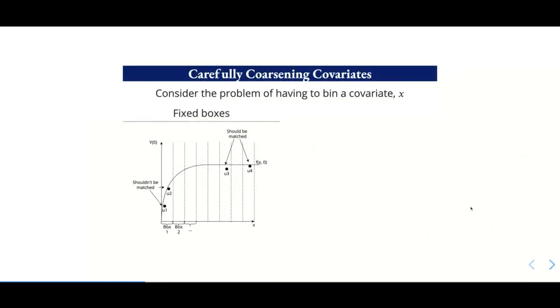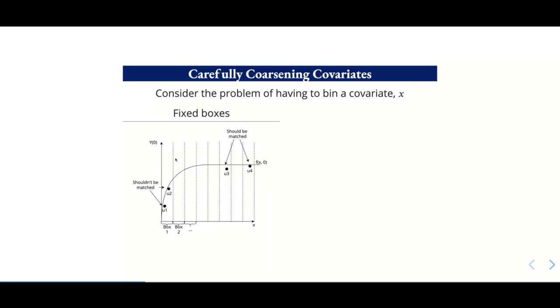Well, consider this setting here, right? What we see in the figure to the left is a variable x that we would like to coarsen on the bottom axis, and here is y, which is the treatment outcome on the top axis. This black solid line here is the relationship between x and y. And so ideally, what you would want is to match together units that are close both in terms of x, but also in terms of f of x.